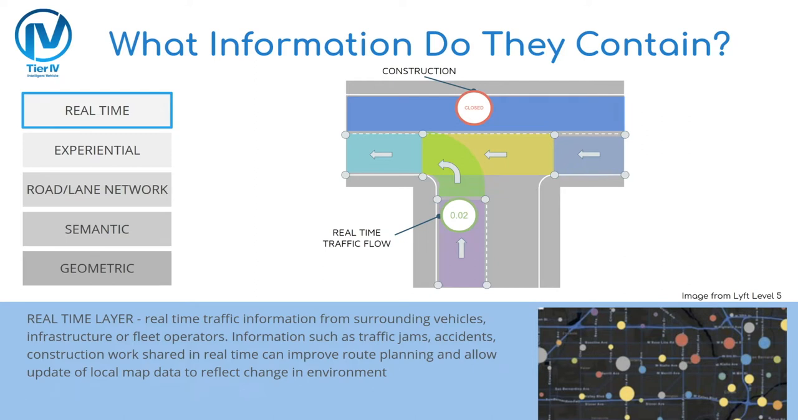The final layer is the real-time layer, in which dynamic changes in the map can be represented and can be shared between road users. Information can be things like locations of traffic jams, accidents, or new areas of road maintenance. Ideally, such information would come from surrounding vehicles, road infrastructure, fleet management systems, and regulating authorities. As well as allowing for more efficient route planning, this layer can allow for changes in lane geometry, for instance, to allow the easy motion around a stalled vehicle partially blocking a lane.